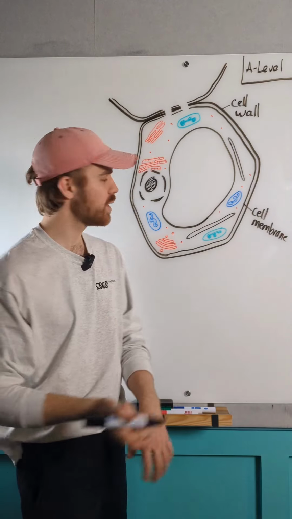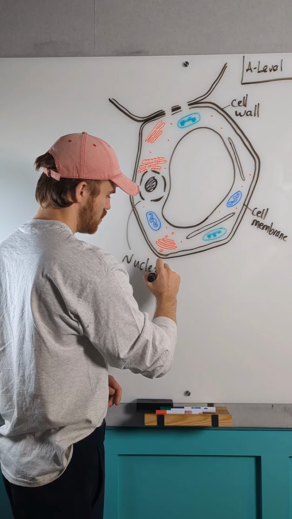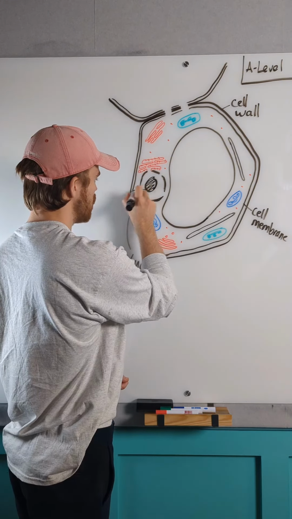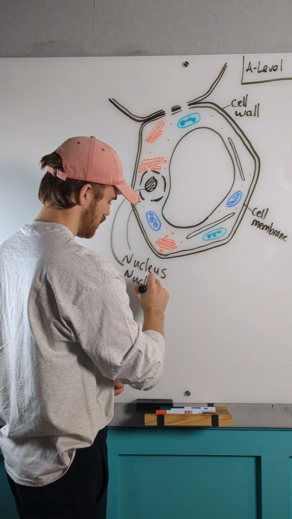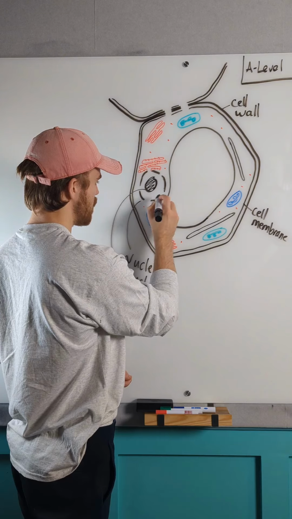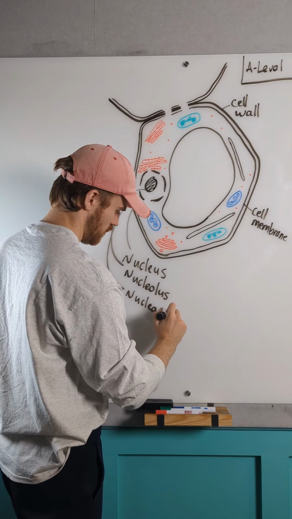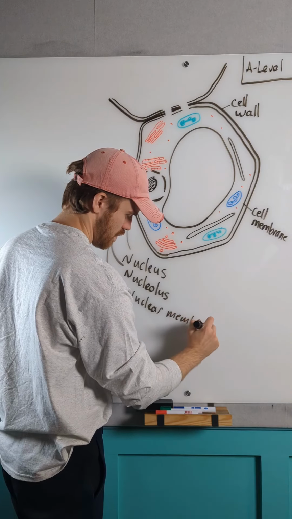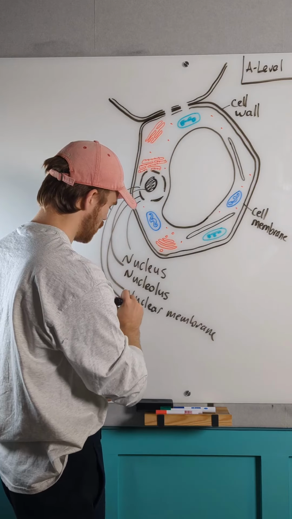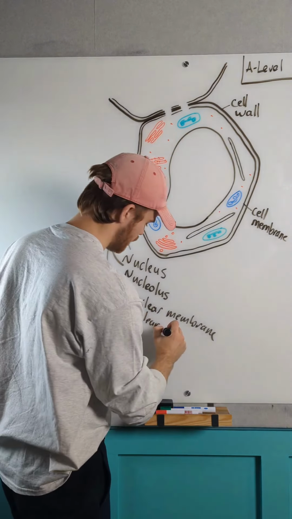Our next part to label, we're going to jump over here to our nucleus. Now, our nucleus has lots of different parts to it. We've got our nucleolus. We have our nuclear membrane. And then we also have our nuclear pores, those little gaps within that double membrane.